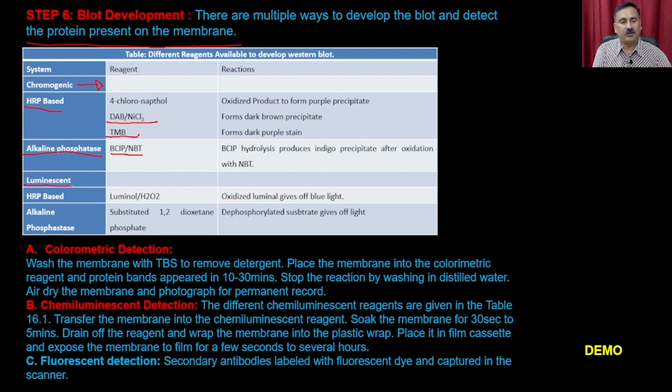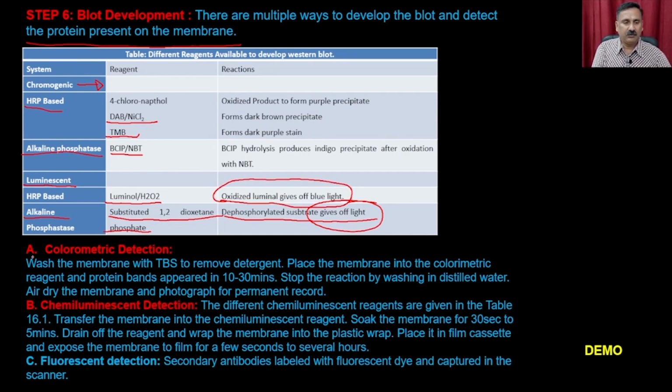If you want to use luminescence as the readout, then for the HRP, you can use the luminol and H2O2 system. Whereas for the alkaline phosphatase, you can use the substituted 1,2-dioxetane phosphate, and it is going to give you a dephosphorylated substrate that gives the light. Similarly, in the luminol system, the luminol oxidation is going to give you blue colored light.